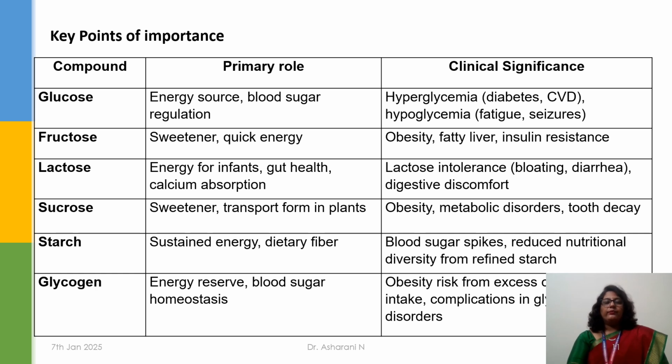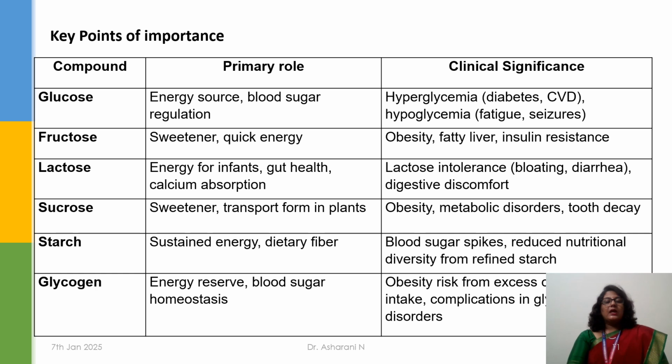Next is sucrose, the sugar, the sweetener we consume. It's nothing but sucrose, a disaccharide. If you don't moderate this, again it leads to synthesis of many lipids, and also it is one of the important factors in obesity, metabolic syndrome, and tooth decay in children.